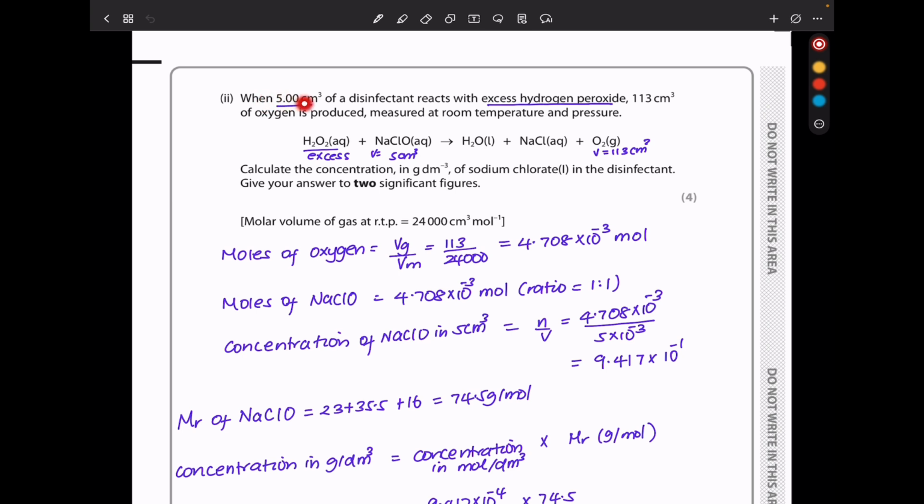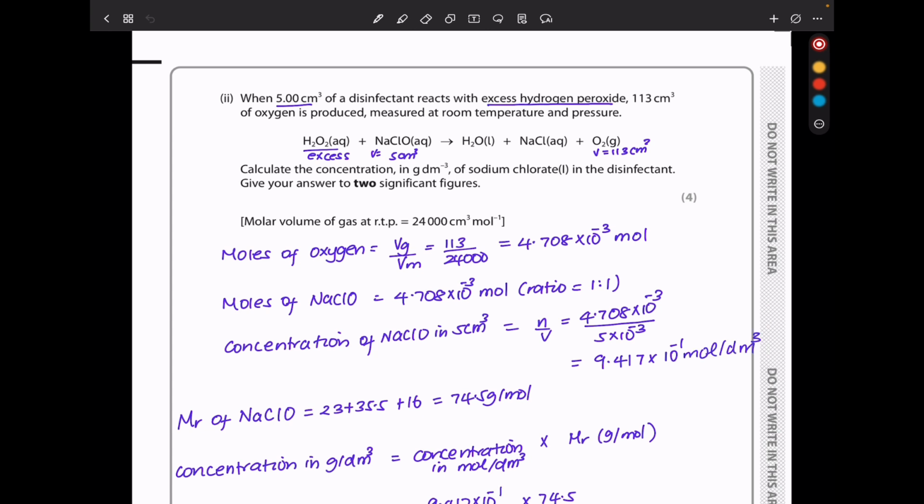And next they say when 5 centimeters cubed of a disinfectant reacts with excess hydrogen peroxide, 113 centimeters cubed of oxygen is produced, measured at room temperature and pressure. So they've given us the equation. I wrote some components down here. This is excess. The volume of this is 5 centimeters cubed, and the volume of this is 113 centimeters cubed. So they want us to calculate the concentration in grams per decimeters cubed of sodium chlorate(I) in the disinfectant and give your answer to 2 significant figures.